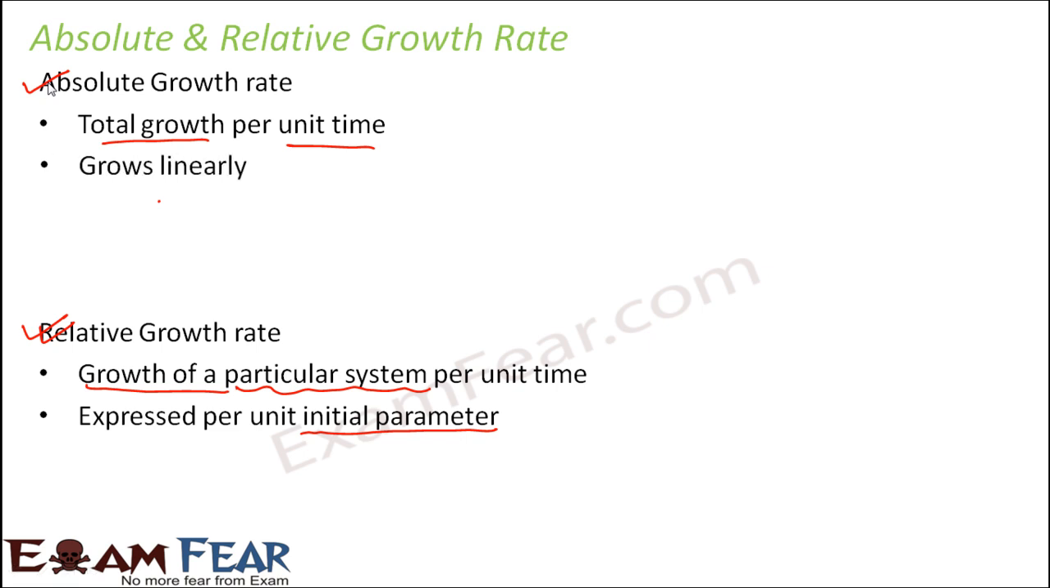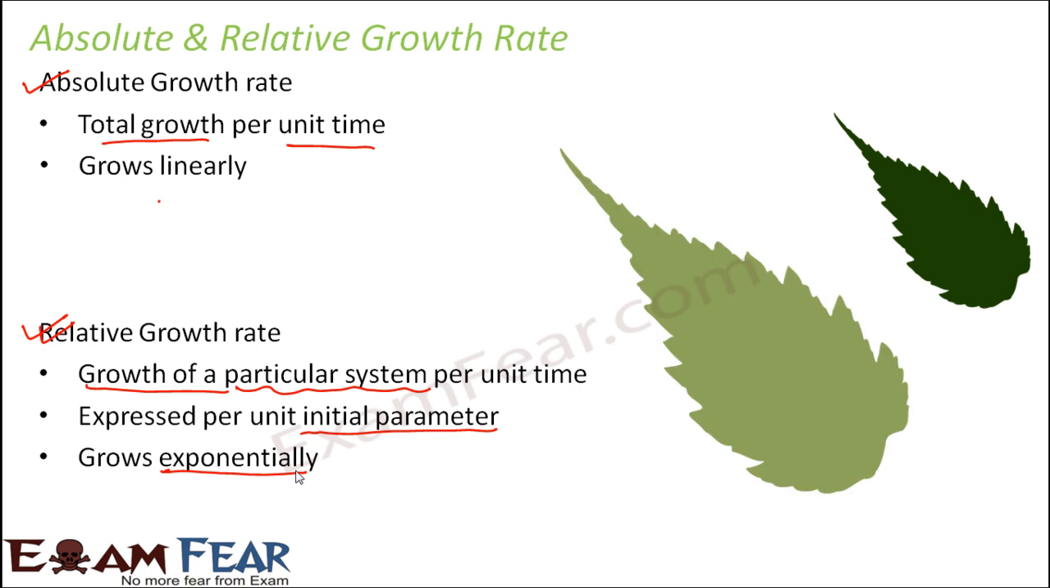Therefore, absolute growth rate grows linearly. So it will increase with time. Whereas relative growth rate grows exponentially, because whenever you compare it with the initial parameter, the growth rate is more. So the increase is exponential. So now we will take the same example. Let us suppose you take a leaf and the leaf increases in size. So when you talk about relative growth rate, you will compare the increase with the initial size. Now we will take the same example of the leaf in this slide, and with calculations we will actually show how we calculate absolute growth rate and how we calculate relative growth rate.